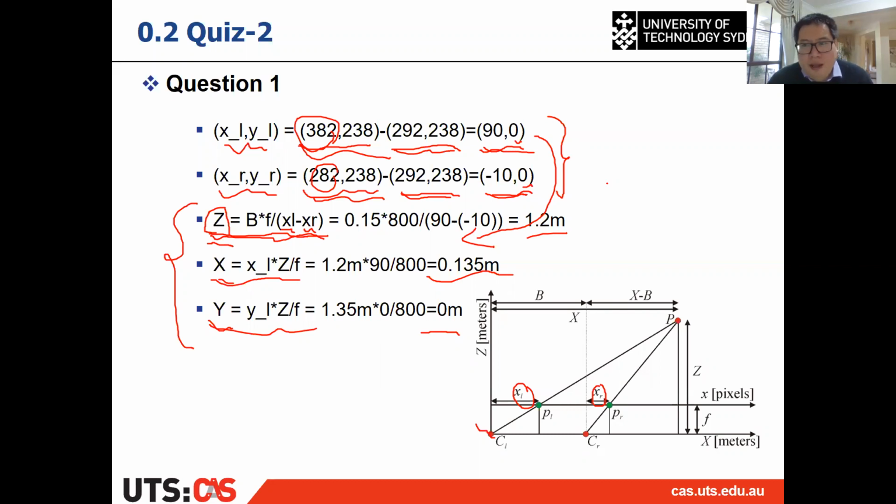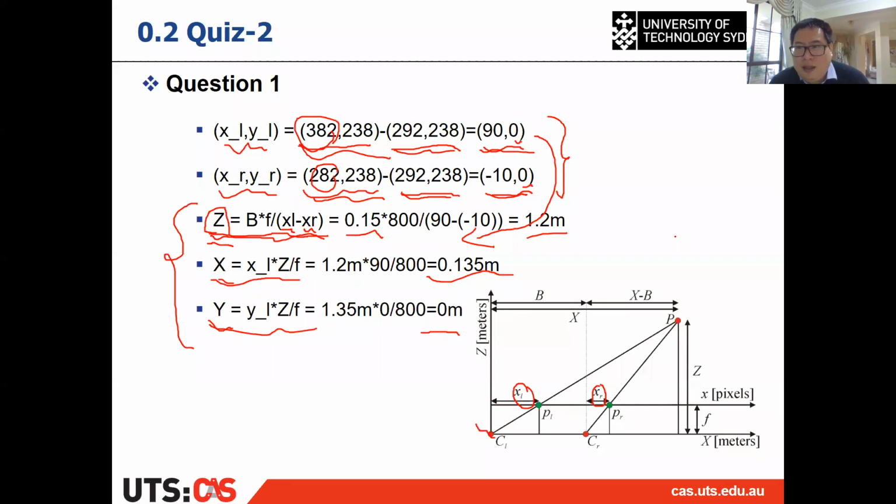So this is the most common issue I found in question 1 in quiz 2. Another issue I found is that I gave a translation of the two camera centers, which is 0.15, 0.150, and 0. And someone doesn't know what the baseline of that is.